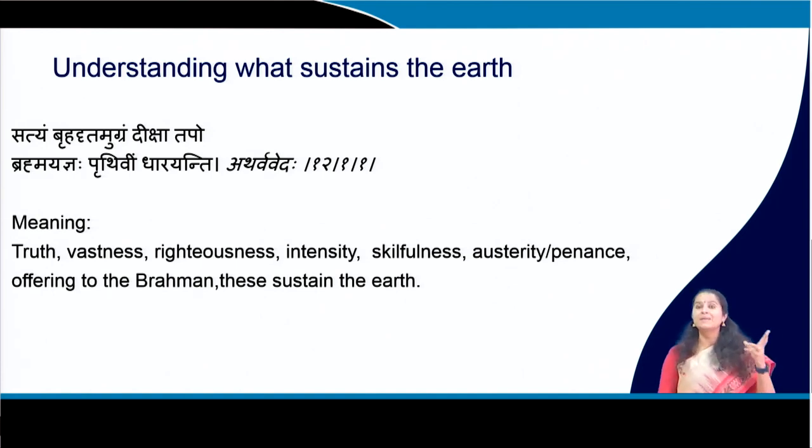Offering to the Brahma Yajna. What does this Brahma Yajna mean? So Yajna is this idea that at all moments there is a give and take that is happening. So this give and take is happening at a cosmic level, at an individual level. So what should we give our energies to?